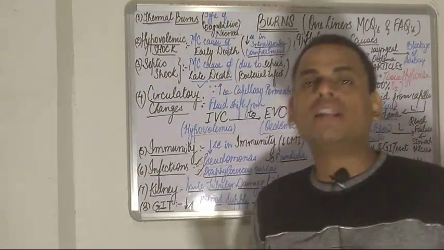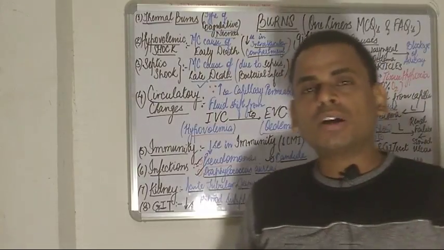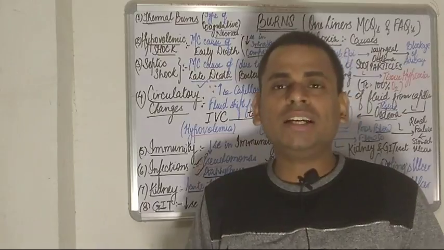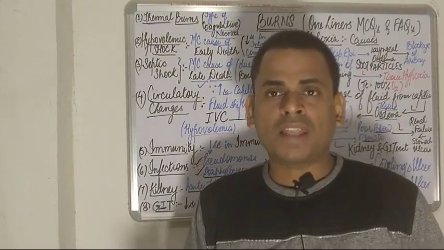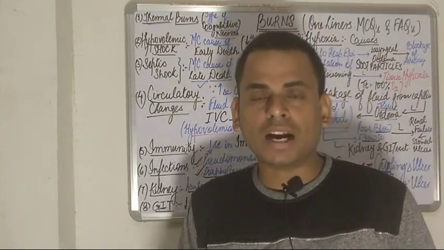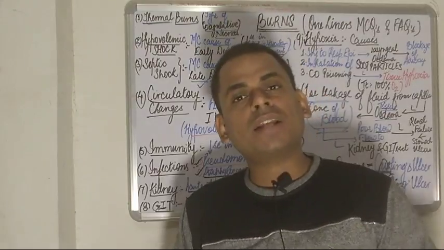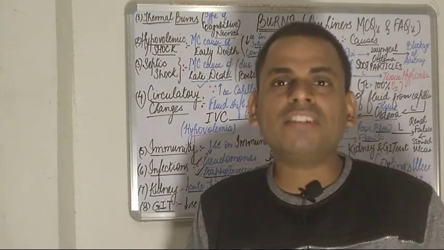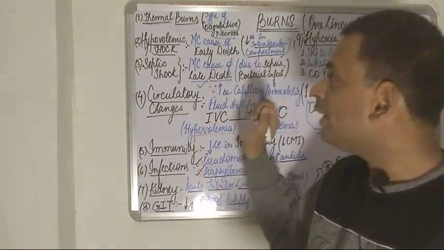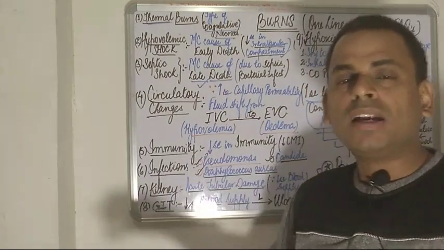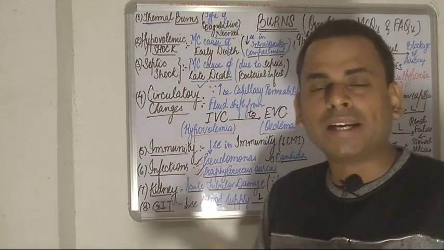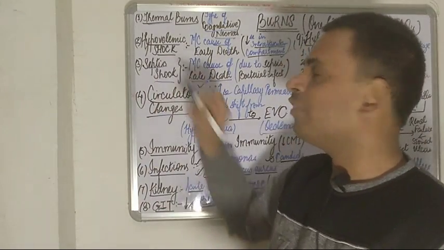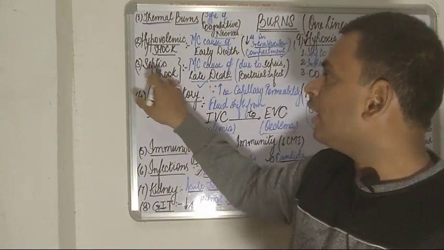So what is septic shock? Septic shock mostly occurs whenever there is an infection. Mostly it is seen that after a burn, if it is a prolonged period, various kinds of bacterial infections occur. Those bacterial infections ultimately produce toxins and cause bacteremia and toxemia. That leads to the patient having septic shock.